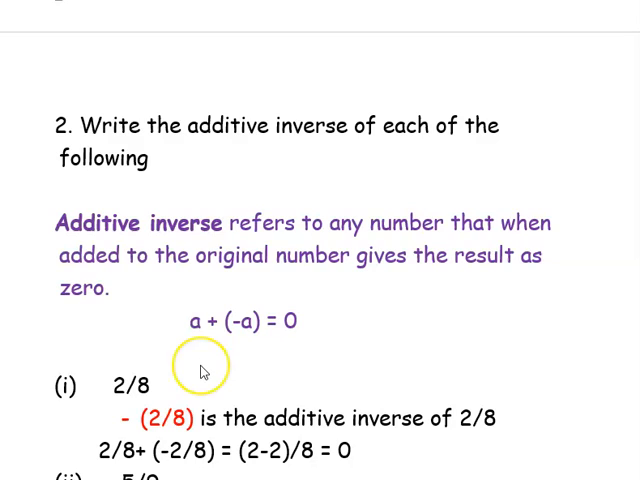Now we'll see this with a few examples. Our first question is 2 by 8. So we are considering a as 2 by 8. The additive inverse of 2 by 8 is minus 2 by 8, because if you add them, 2 by 8 plus minus 2 by 8, the denominator 8 is common. Now we add the numerators, that is 2 plus minus 2, which will be 0. So the additive inverse of 2 by 8 is minus 2 by 8.